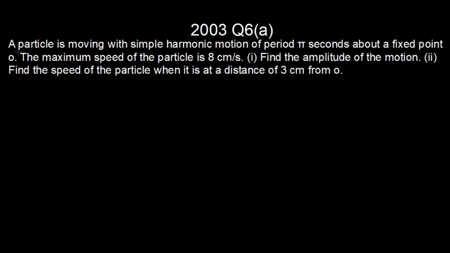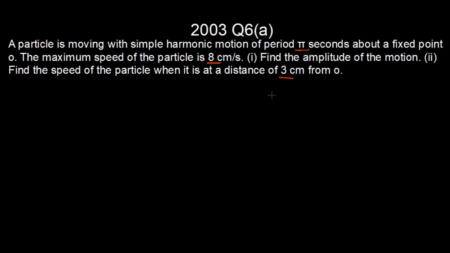The question was: a particle is moving with simple harmonic motion of period pi seconds about a fixed point O. The maximum speed of the particle is 8 centimeters per second. Find the amplitude of the motion. And the second part is: find the speed of the particle when it is at a distance of 3 centimeters from O.